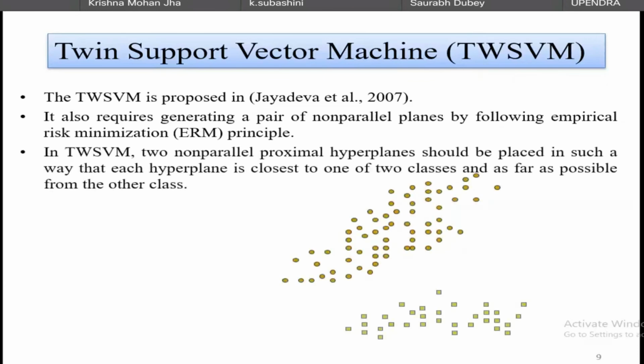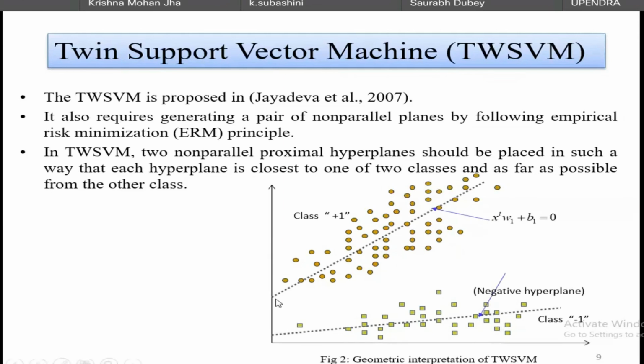So let's say we have these two types of data points. The circles you may consider as class one, these are one class of data points, and the squares are another class of data points, and we want to classify these two. Here what we will do is try to keep one particular hyperplane near to all these data points, and another hyperplane that is also near to its own class. So obviously this is class one.